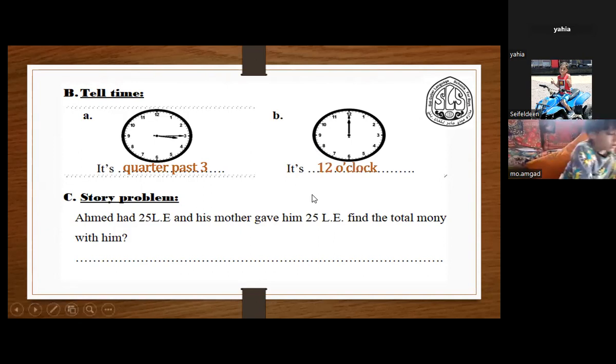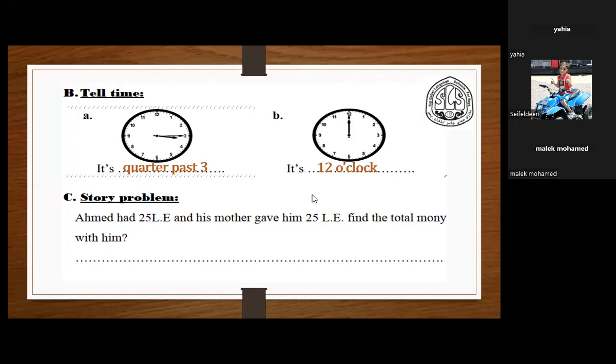Okay, Muhammad Amjad, unmute yourself. Yes, miss. Okay, Muhammad had 25 pounds and his mother gave him 25 pounds. Excellent. Find the total money with him. I will make plus or minus to get the answer, to get the total money. Plus, excellent.